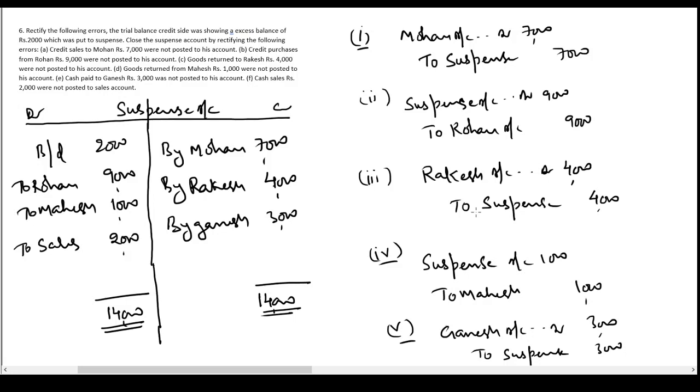So this is how you use a suspense account in rectification of errors. When there is a difference in the trial balance, the difference is posted to the suspense account, and then we try to find out what are the errors because of which the suspense has arisen, and when we rectify those reasons, then the suspense account should close and the trial balance will tally.